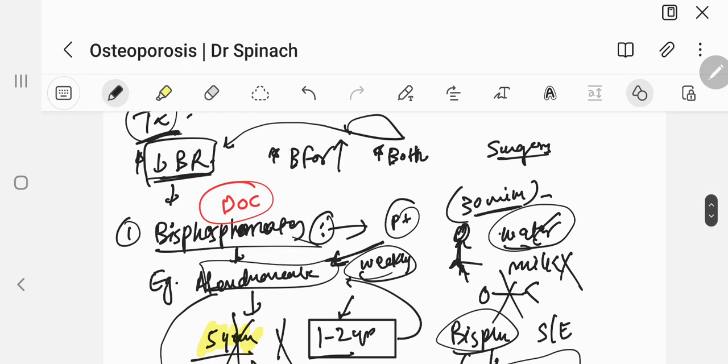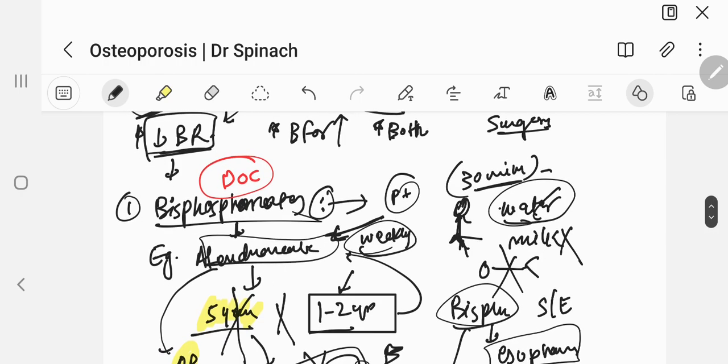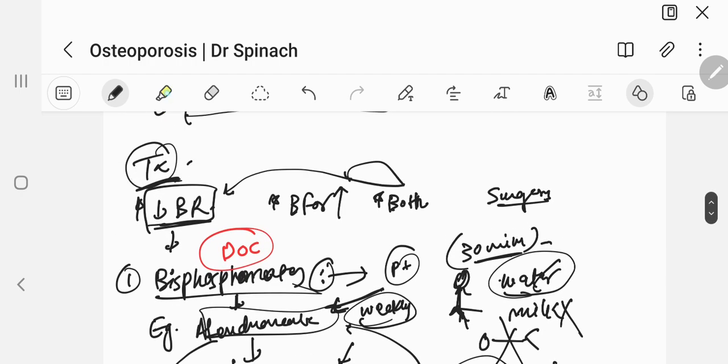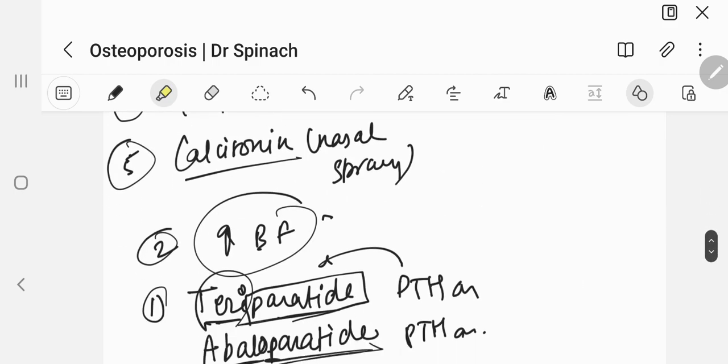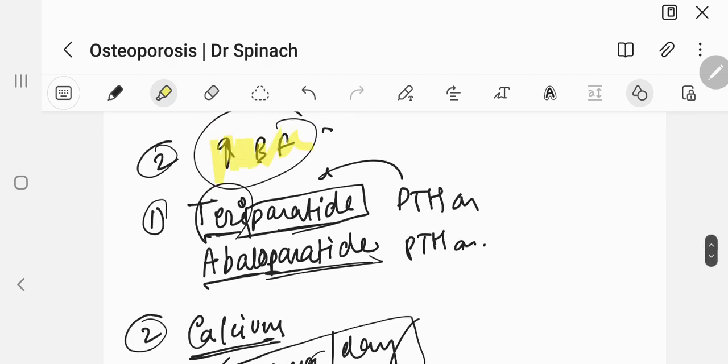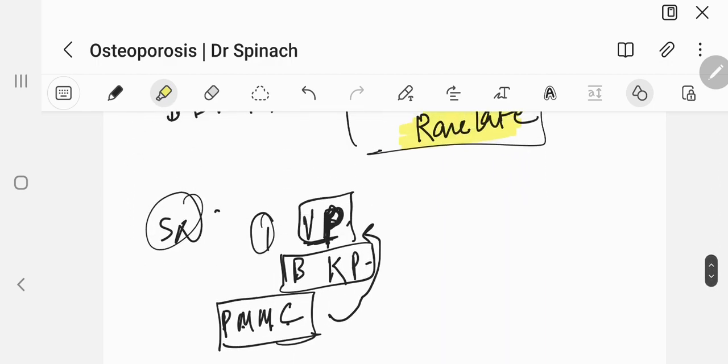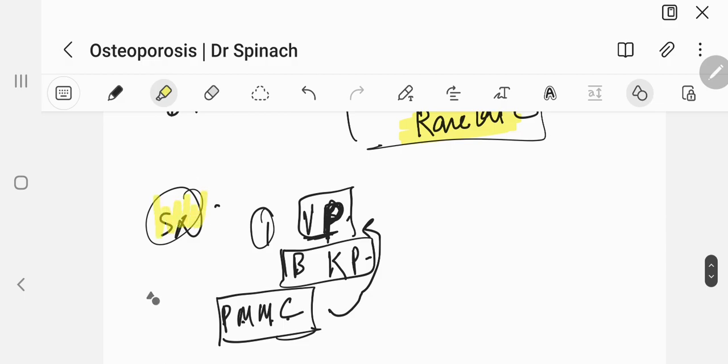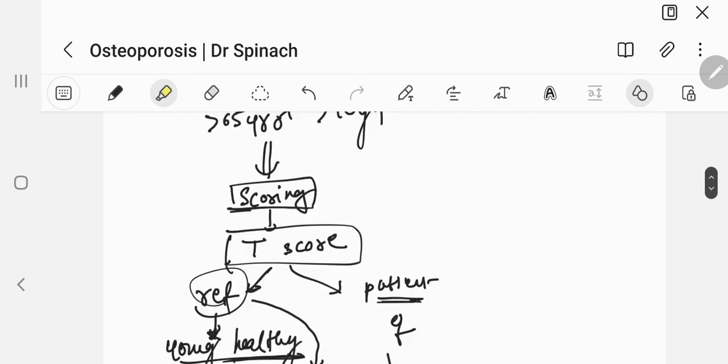Okay, and the drug of choice in osteoporosis is bisphosphonates. We can give some drugs that can help with decrease in bone resorption. We can also give some drugs that can help with increasing bone formation, as well as do both of them, and some of the surgeries that can be done in these cases. Okay, so that's all about osteoporosis in my video.